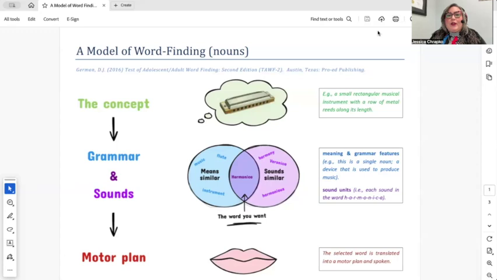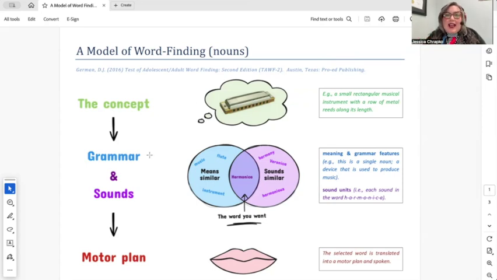We're going to work through the example of looking for the word harmonica. The very first thing that we access when we're looking for words is the concept. So we know that a harmonica is a small rectangular musical instrument with a row of metal reeds along its length. Usually, the concept remains intact. The book is in there, but our robot just might not be able to find it efficiently.